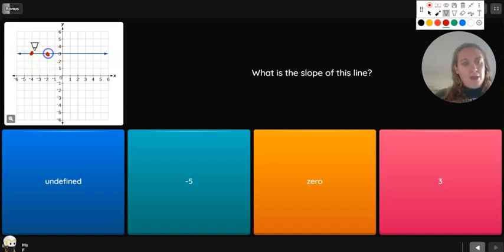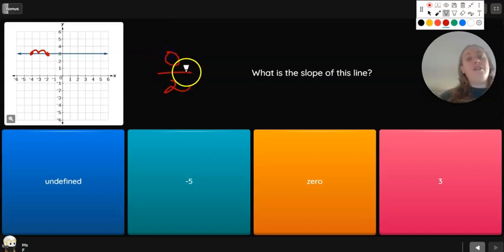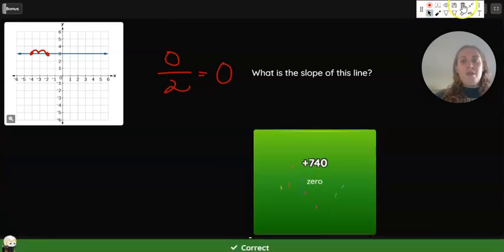If we were to pick 2 points, we could find a run, but we have no rise. It is not going up or down, so our slope is just 0. Beautiful.